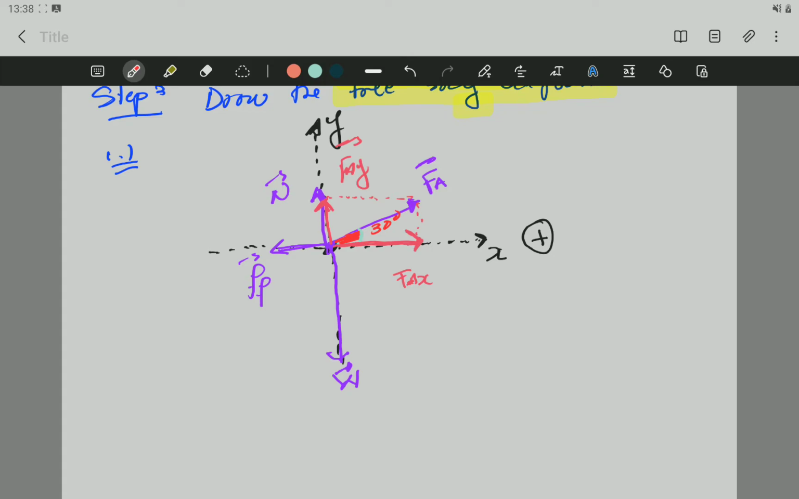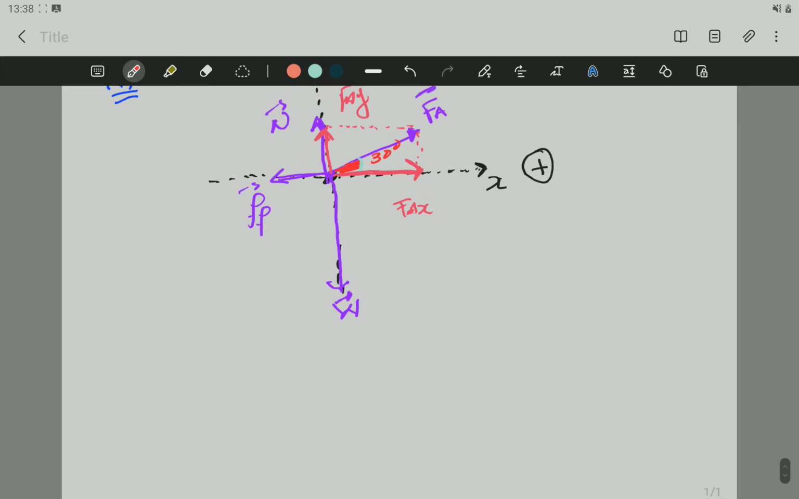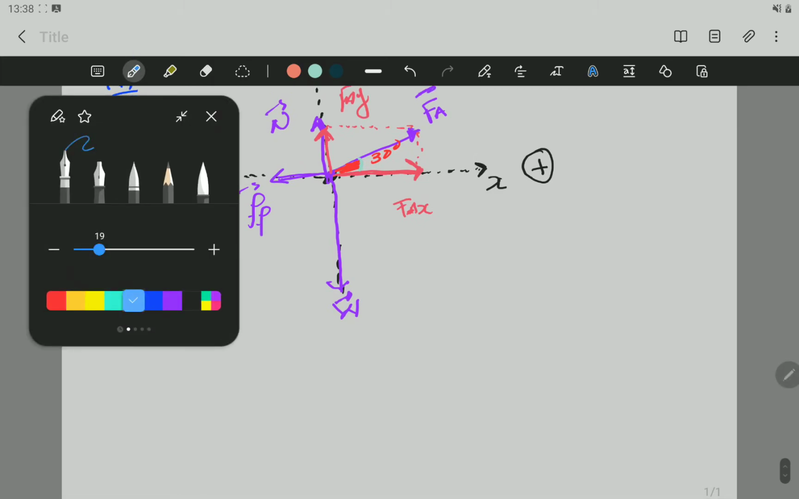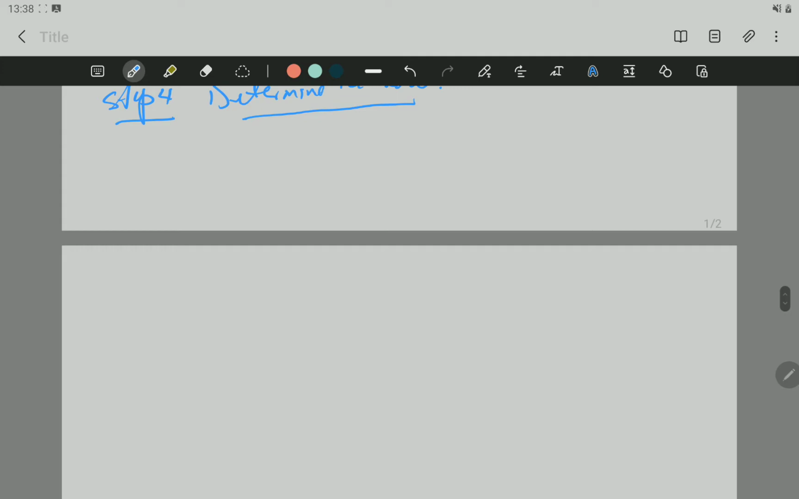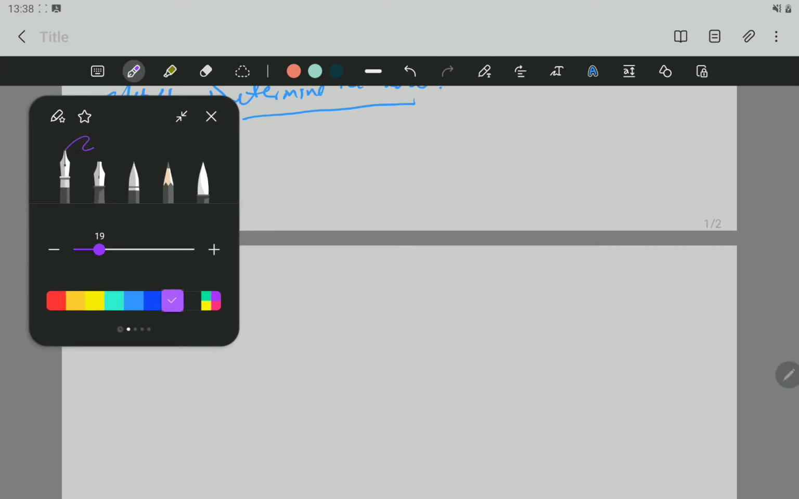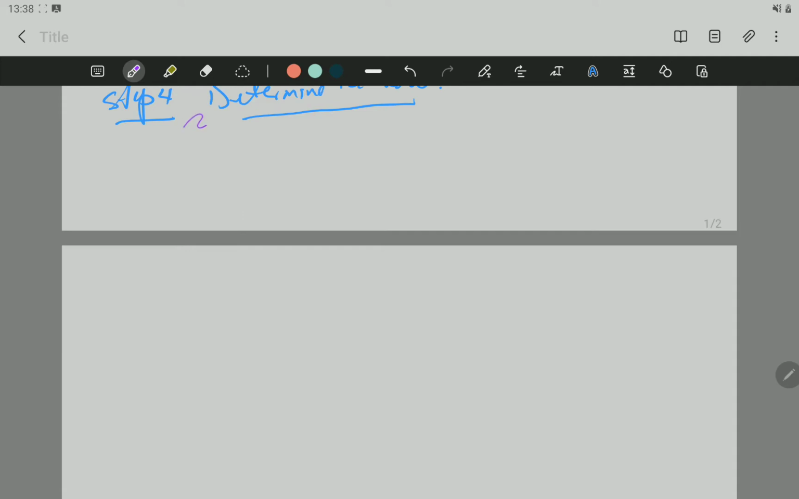Okay, now, next, step 4 is to determine the law. What law can help us? Up to here, you should have two laws. You learned Newton's first law and you learned Newton's second law. Let's quickly record the two Newton's laws.